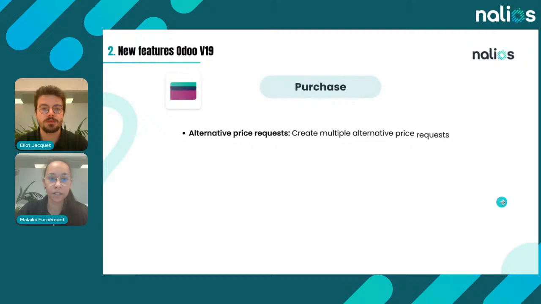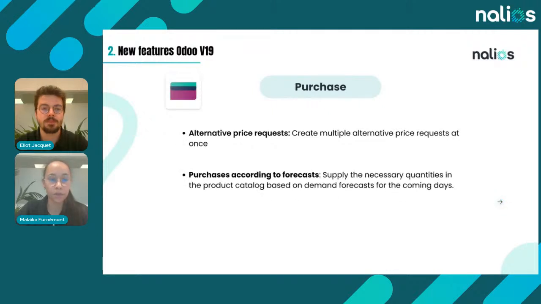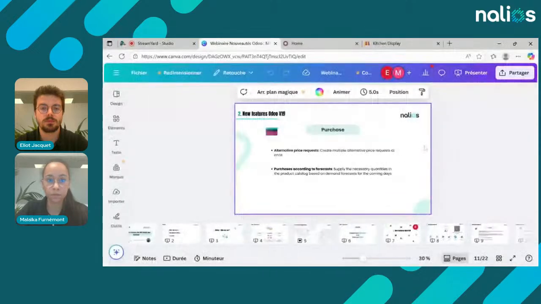So the next application is the purchase app. One of the new features is that you can now create alternative price requests at once. So you can easily select several suppliers to create a purchase alternative. And you have also some purchase forecast. So based on some settings that you can choose, Odoo will suggest you the product that needs to be ordered based on forecast, and also the quantity of product that needs to be ordered.